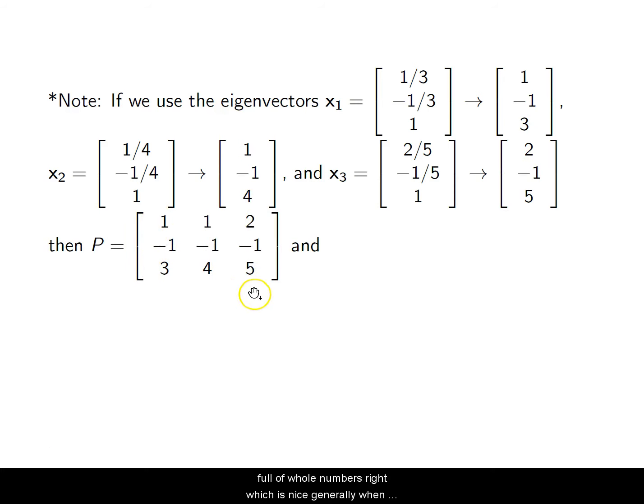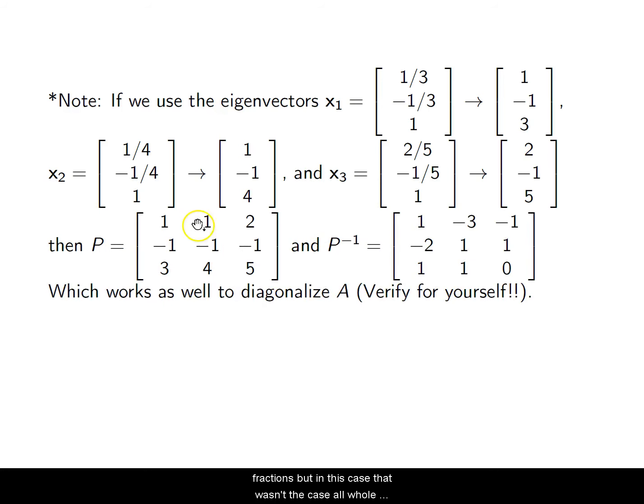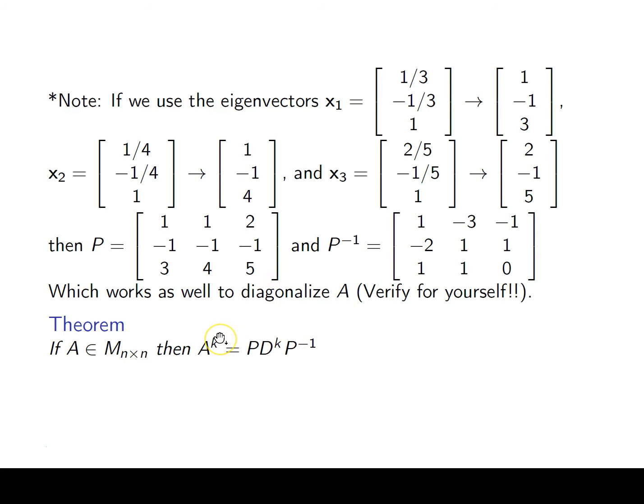right? Which is nice. Generally, when you do this, your P inverse ends up having a bunch of fractions, but in this case, that wasn't the case. All whole numbers and all whole numbers. So now when we diagonalize, everything is in whole numbers, which is nice. It's easy to read, it's easy to work with, and that's fine. There's not a problem with that, right? So this will also work to diagonalize our matrix A. Go ahead and check that for yourself, right? So your D matrix, it's the same diagonal matrix. You don't change those values at all, okay?